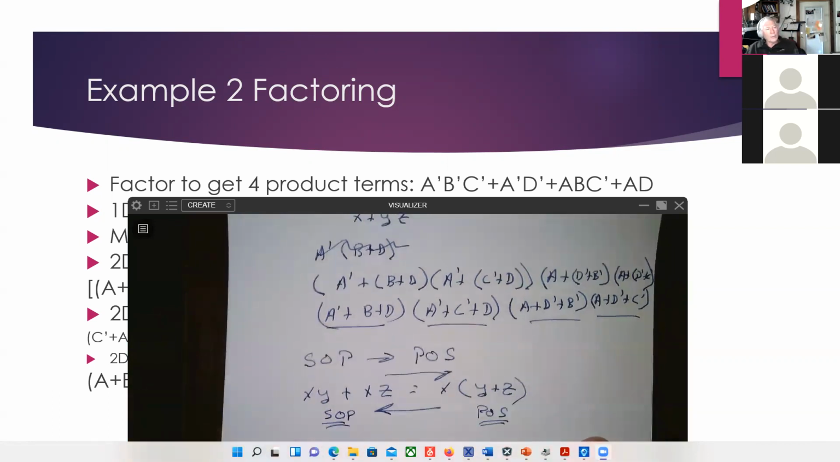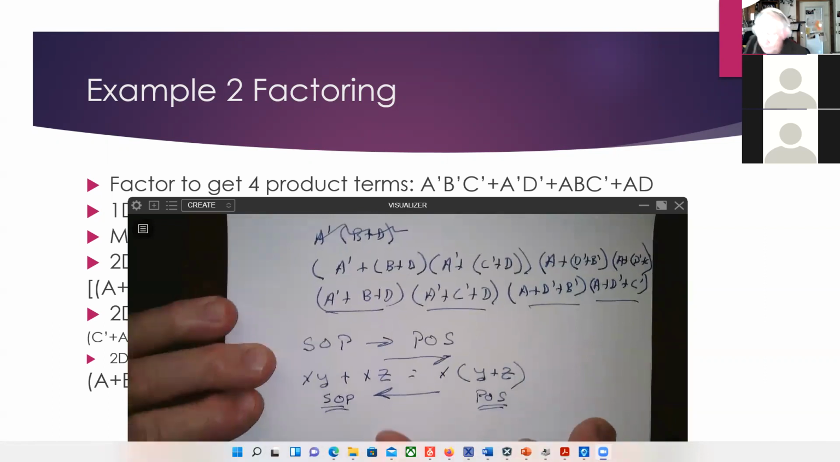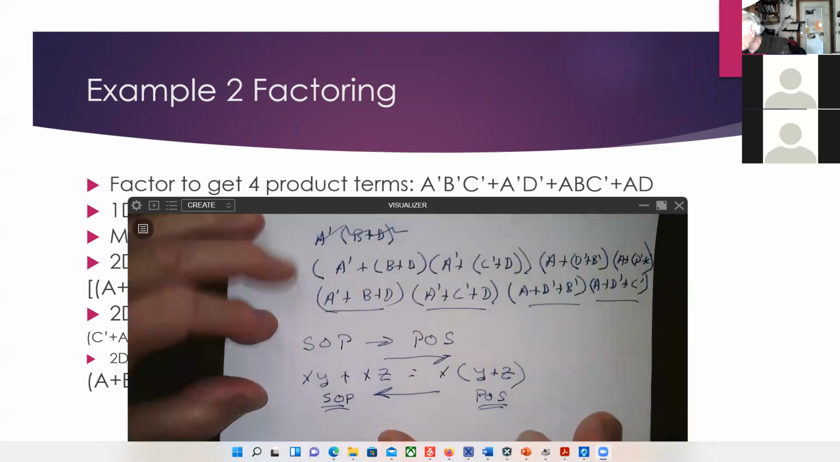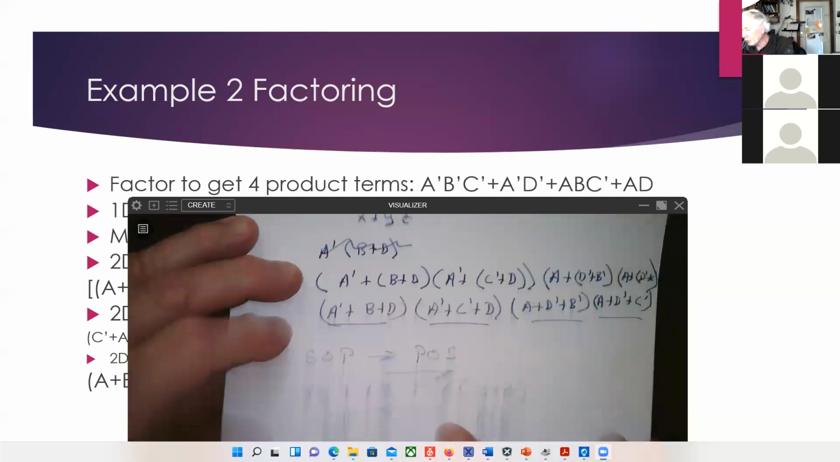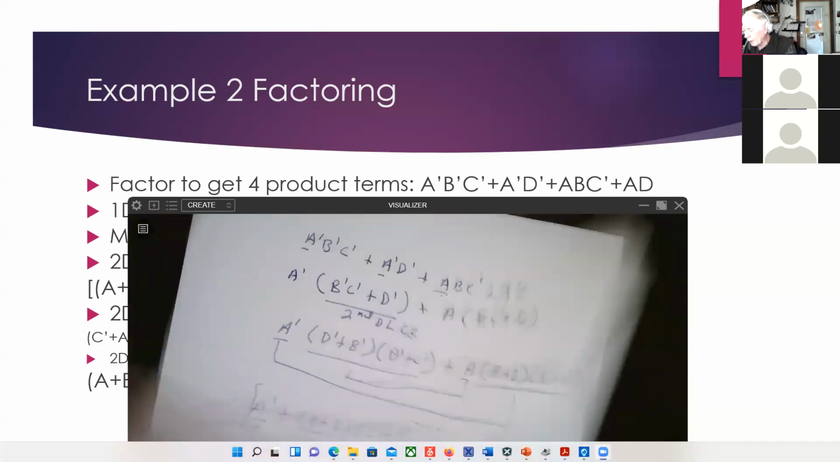So whenever you apply those theorems, be careful to apply them in the right direction. It's easy to get confused and to not apply them in the right direction. So make sure you do that. Whenever you do it, you write out the theorem.